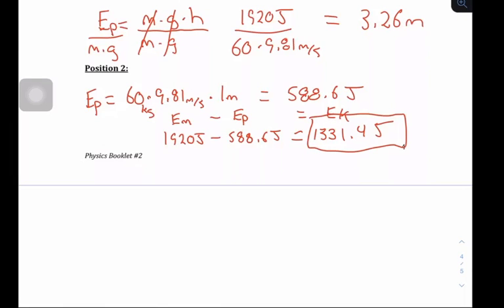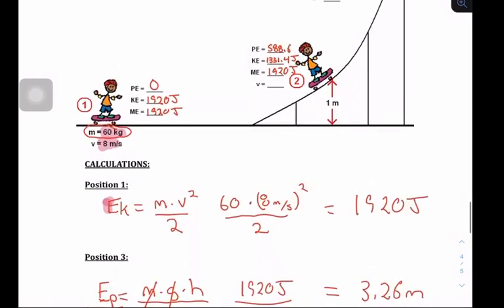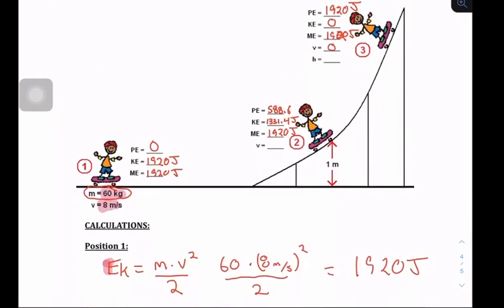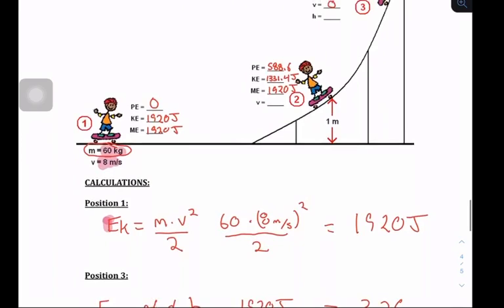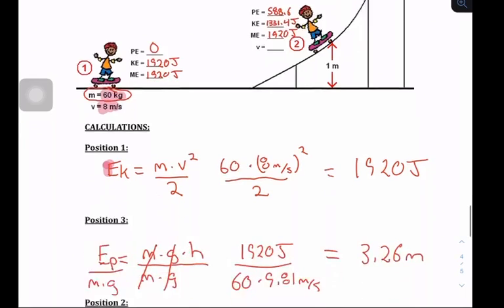What we did at position 2, just to reiterate, at position 2 I'm assuming that I'm moving and I know that I'm at a height off the ground. So my mechanical energy is some combination of potential and kinetic. I used the fact that I knew the mass and I knew the height to find out the potential energy at that height. And I subtracted that from the total energy because everything that's not potential energy is going to be kinetic. Once I know the kinetic energy, I know the mass, I have enough to find out velocity.